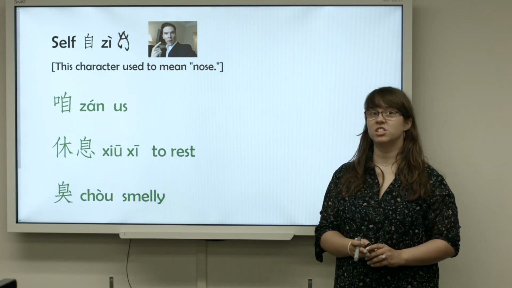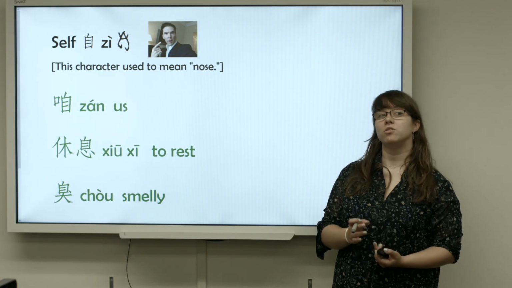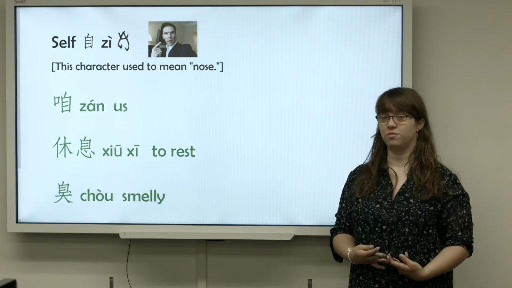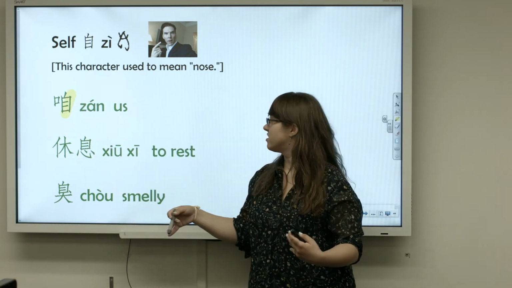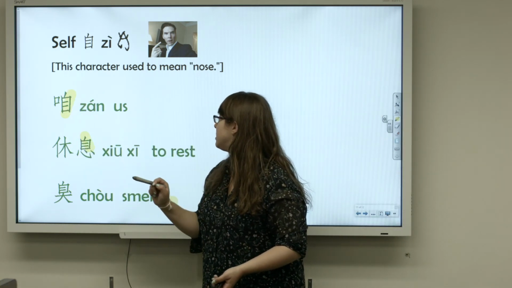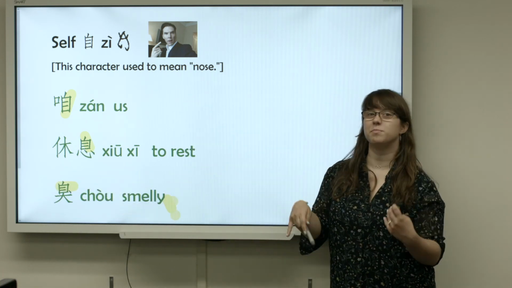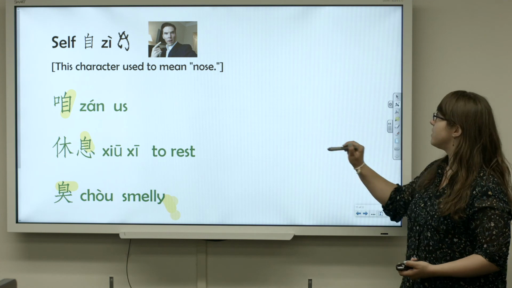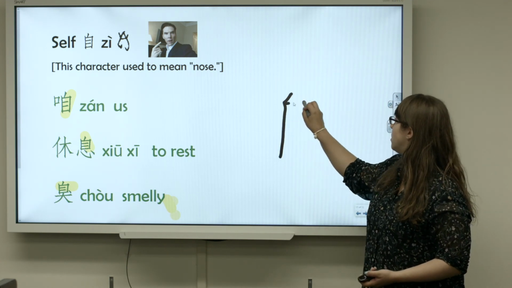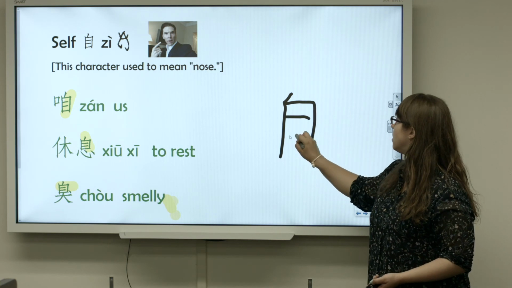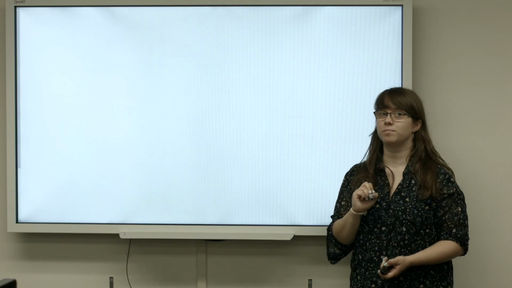Finally, we have 自. In ancient Chinese, 自 used to mean nose, but now it means the self. 自 can be found in 咱, meaning us, or 休息, meaning to rest, or 臭, meaning something smelly. Let's give it a try. 撇, shu, heng, zhe, heng, heng, and close the box, heng, 自.